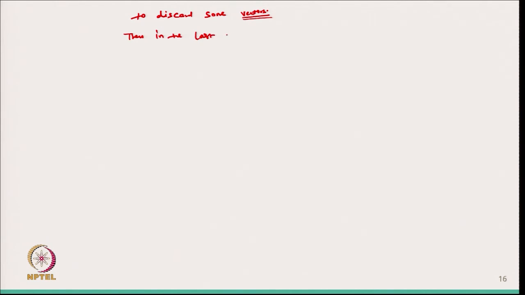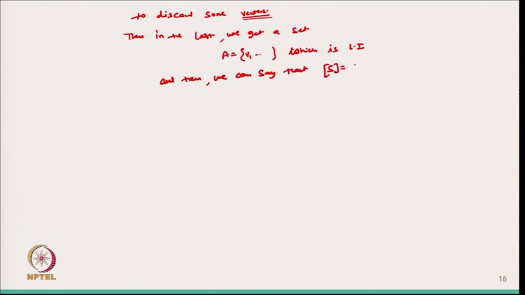And in the last we get a set, we call it A, that is v1 up to this one, which is linearly independent, and then we can say that the span of S will be equal to the span of A. So this is the way we can use this theorem.